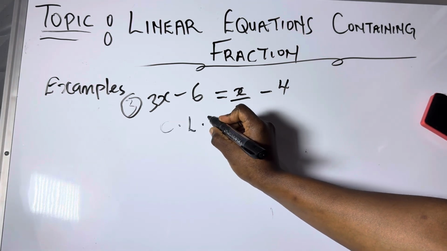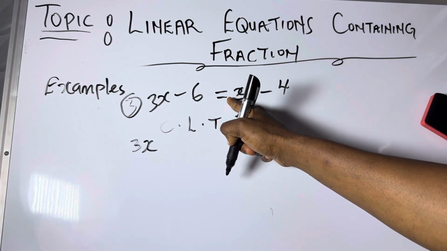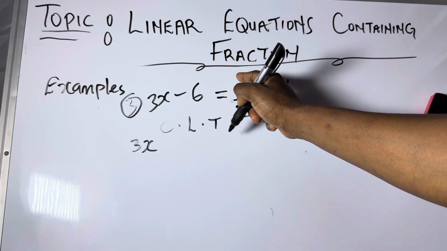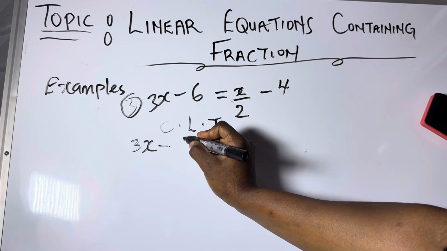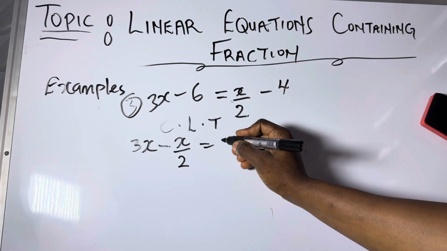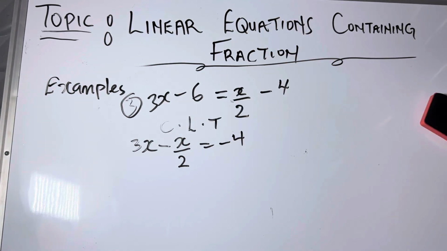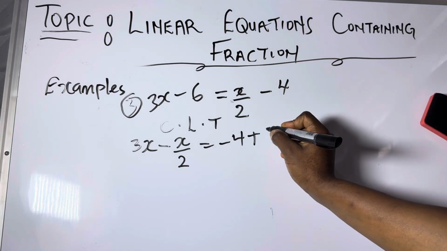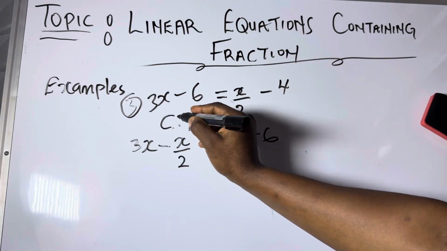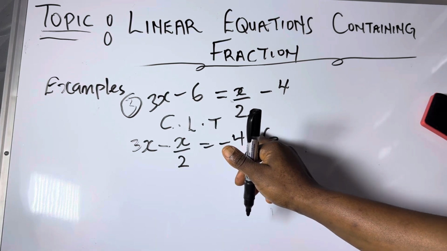Collect like terms. So 3x, there's a positive sign here, an invisible positive sign. If it crosses the other side, it changes to a negative: negative x over 2 equals negative 4. This is a negative 6. If it crosses to the other side, it changes to a positive 6. So now we have 3x minus x over 2 equals minus 4 plus 6.